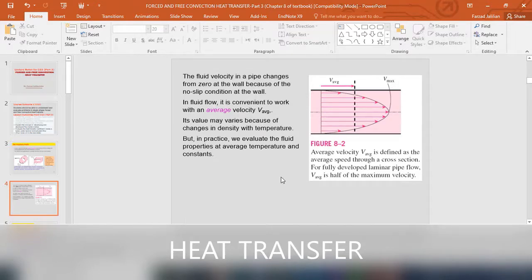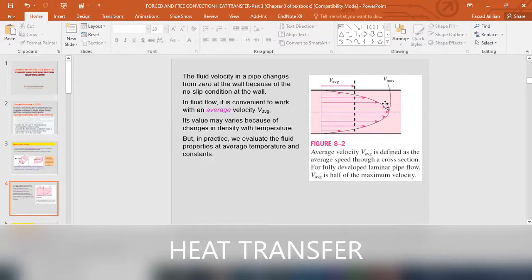But for our consideration, we can say that all this fluid is flowing with a constant velocity, which we call V average. It is convenient for our calculation to use this V average, because it would be very complicated if we considered the velocity of the fluid like this. So we can consider it as having an average velocity, V average.